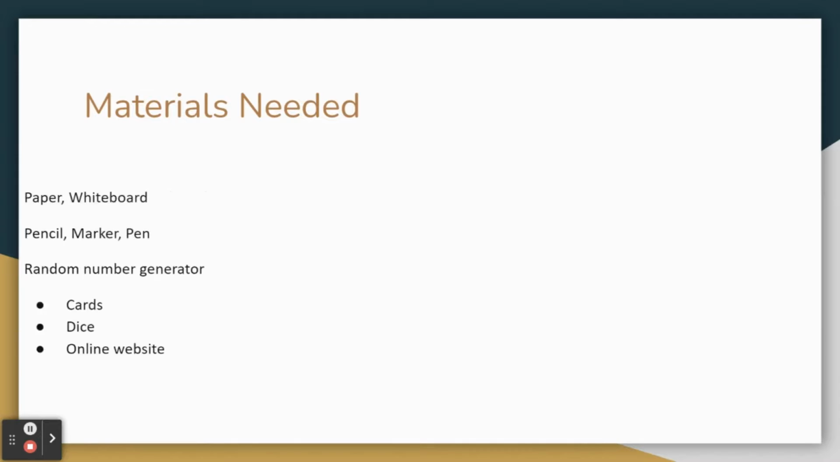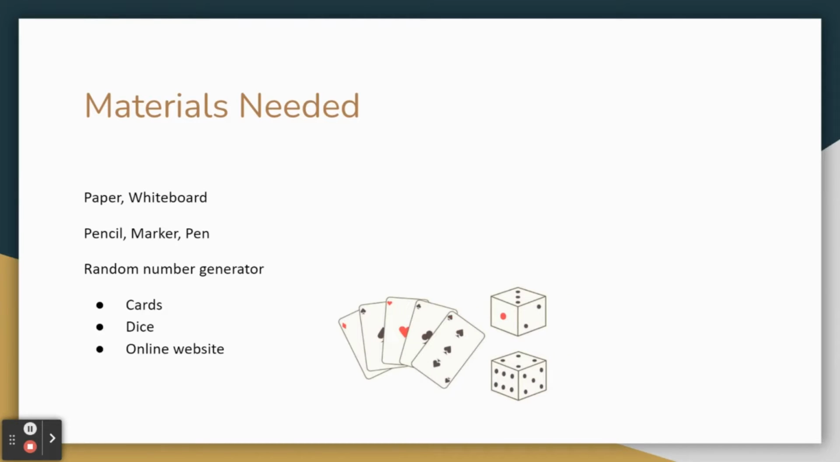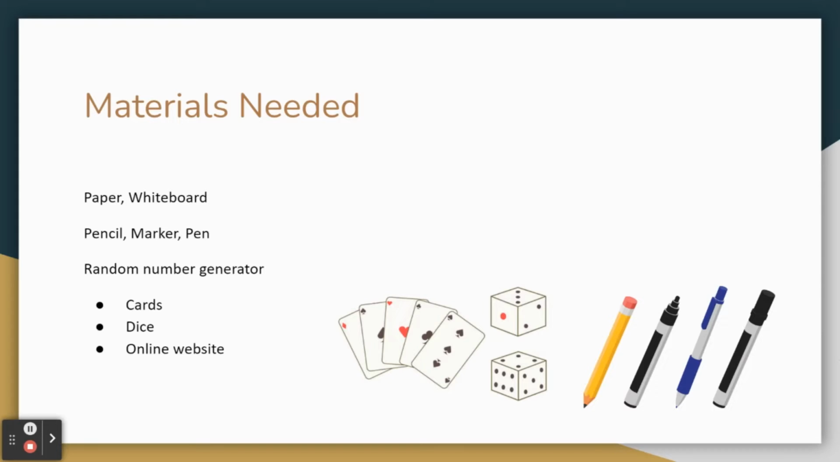In order to create the target number, all you need is a piece of paper or whiteboard, something to write with, such as pen, marker, or pencil, and something to generate random numbers, preferably 0 through 9, such as cards, dice, online websites, or spinners, or anything really.